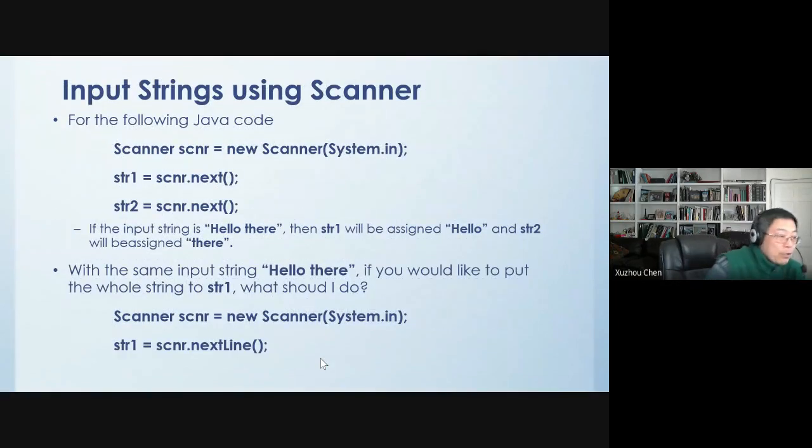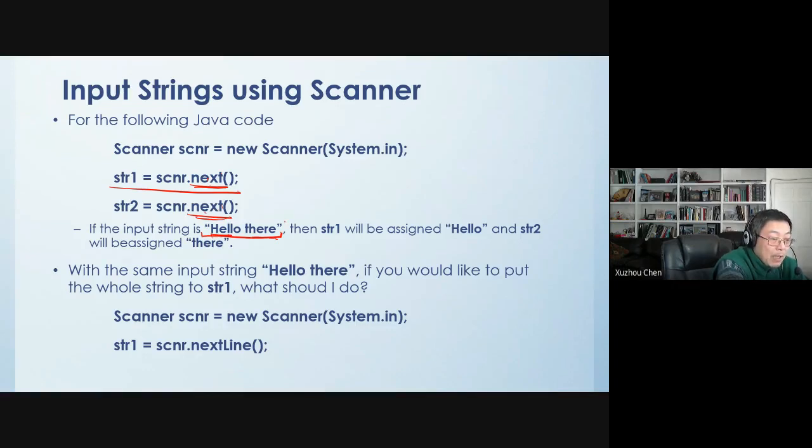Now you can also use the scanner to input a string. If you type a string like hello space there, you can use the scanner's next method. However, the next method only imports one word. If the next method sees a space, it will just cut it. For example, with hello there, you need two scanner statements. You need to call next twice, because the first next only imports hello, and the second next imports there.